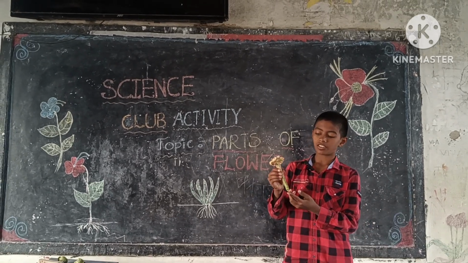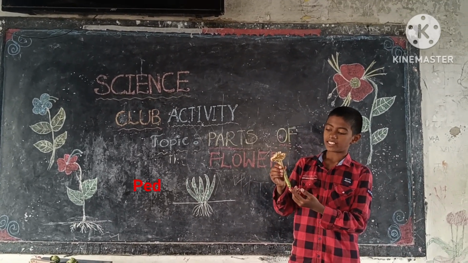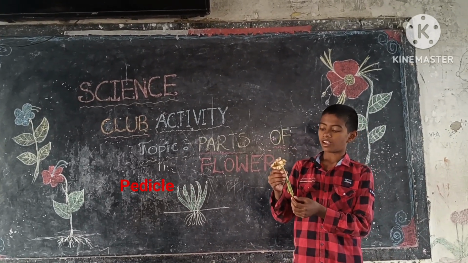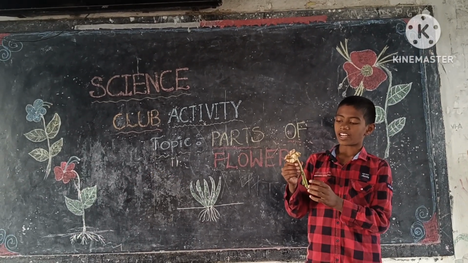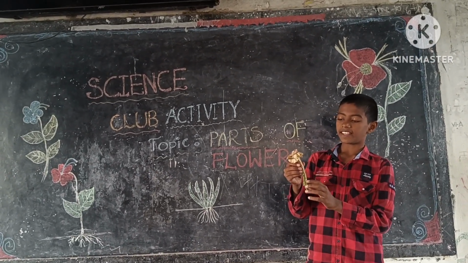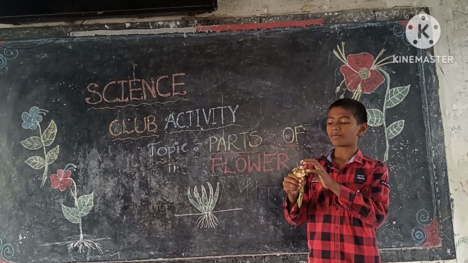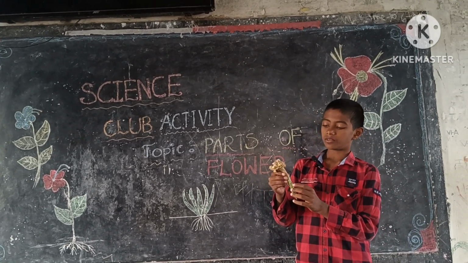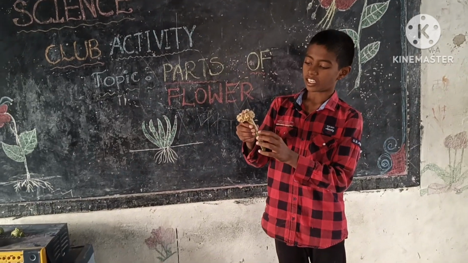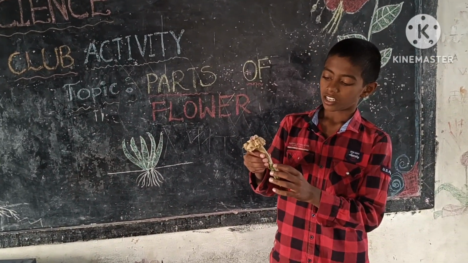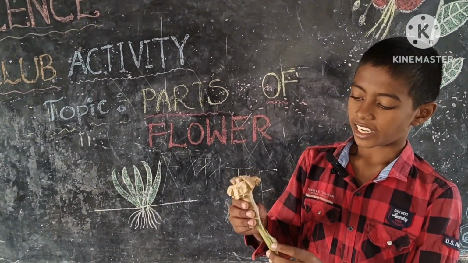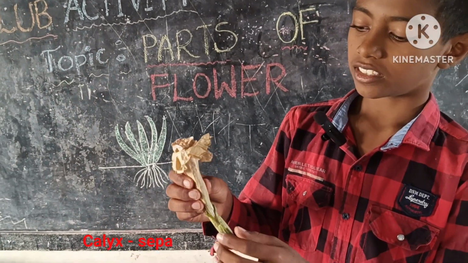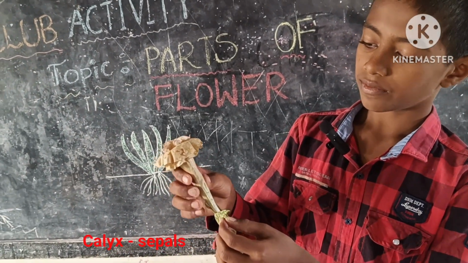The stalk of the flower is called pedicel. The parts of a flower are arranged in 4 rows. They are calyx, corolla, androecium and gynoecium. The green part which protects the other 3 rows of the flower is called calyx. Each part of the calyx is called a sepal.